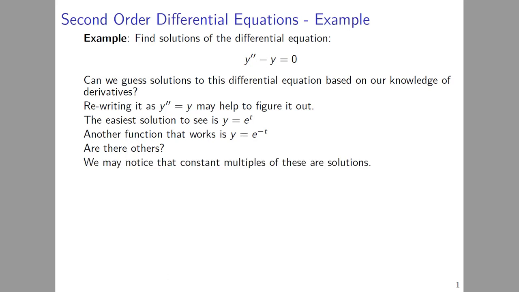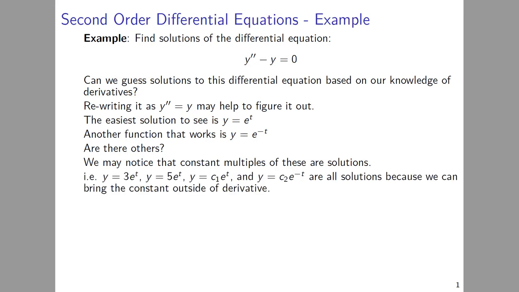We may notice that constant multiples of these are solutions as well. For example, y equals e to the 3t or e to the 5t, or any constant c1 times e to the t will work, and any constant multiple c2 times e to the negative t will work. The reason for this is we can bring the constant outside of the derivative. So the second derivative of c1 e to the t is again c1 e to the t, which is what it means to be a solution to this differential equation.